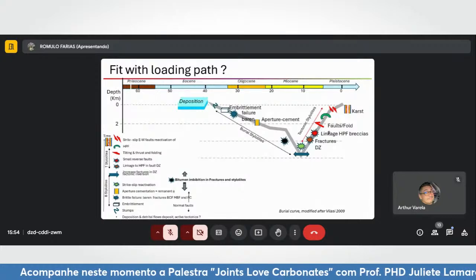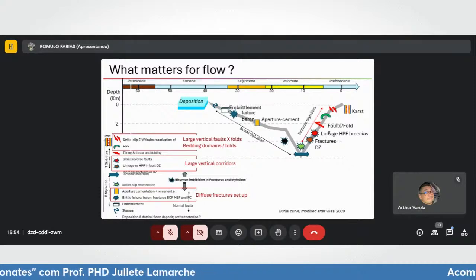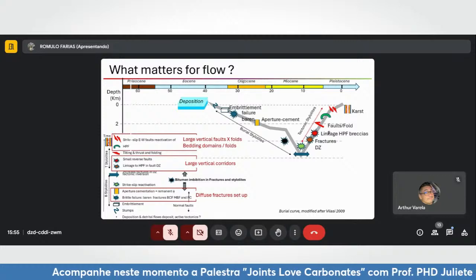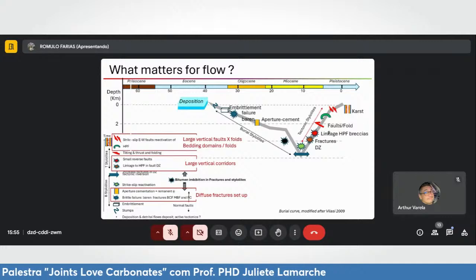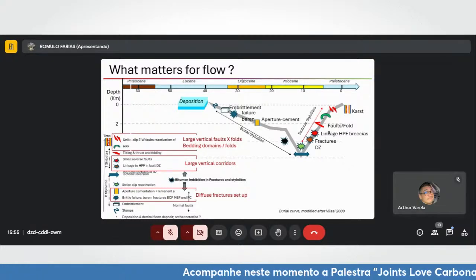So now what is important for reservoirs? In this history, what will be important is the setup of diffuse fractures for the permeability. We have the bitumen or the oil at depths that imbibe the reservoir at that time. And then we have the large vertical corridor that will cut everything and create highways for fluids. So fluids can escape. And then we have the large folds, so there will be also very large connecting drains for fluids.